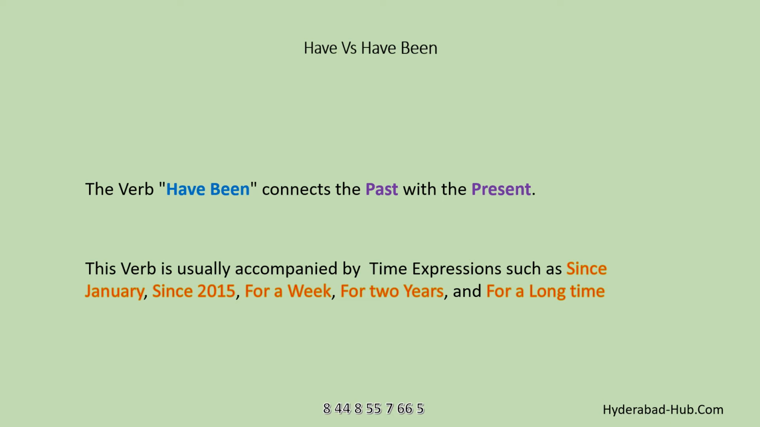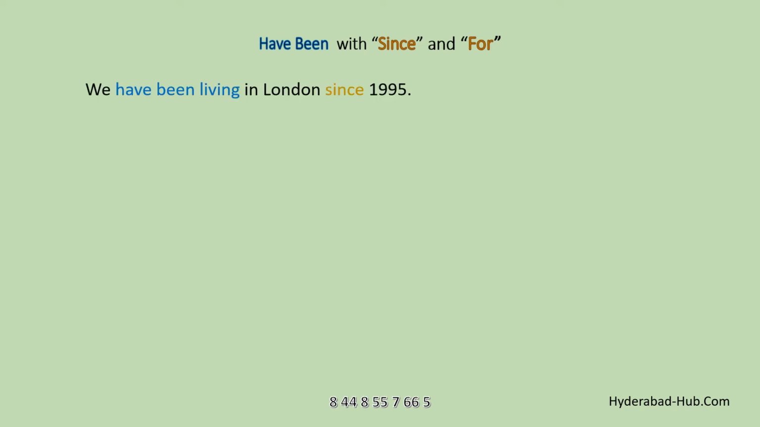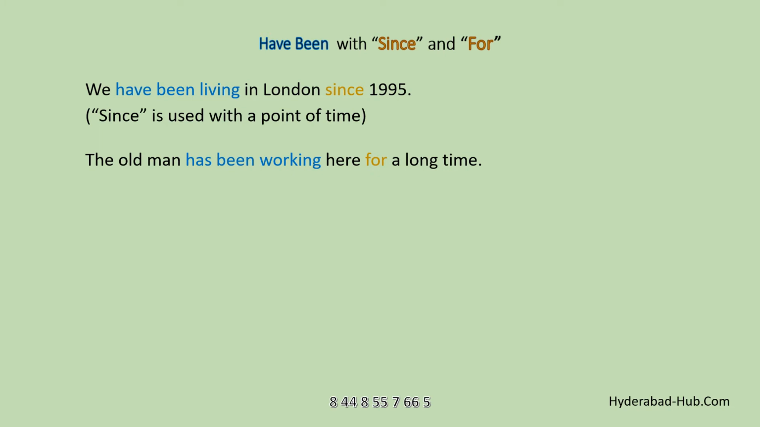Have been with since and for. We have been living in London since 1995. Since is used with a point of time. The old man has been working here for a long time. For is used with a period or amount of time.